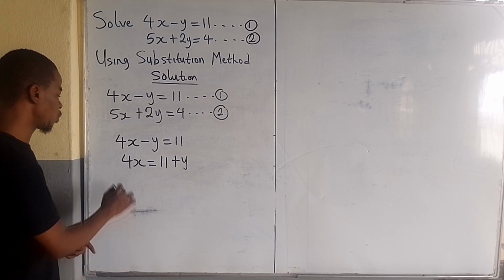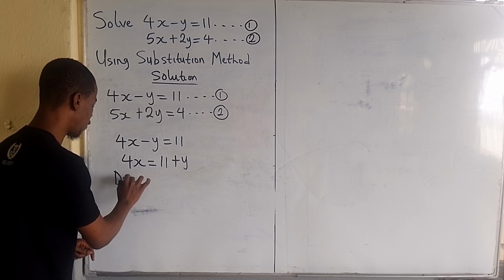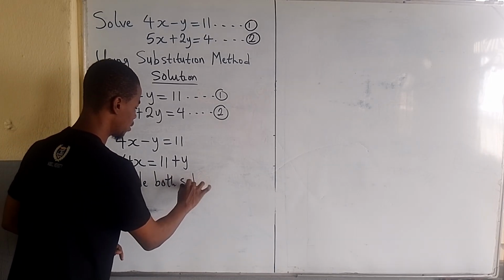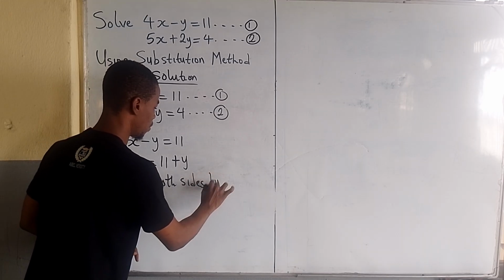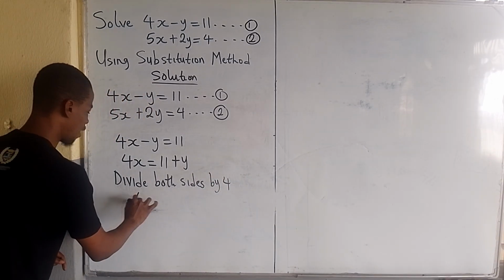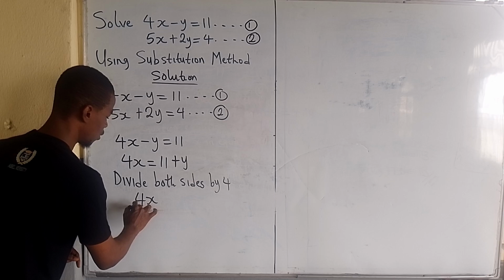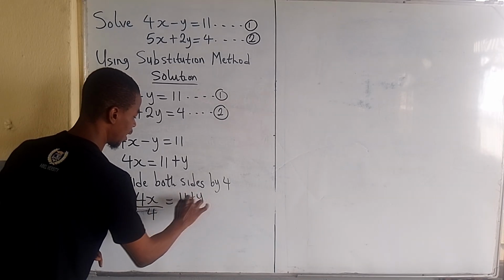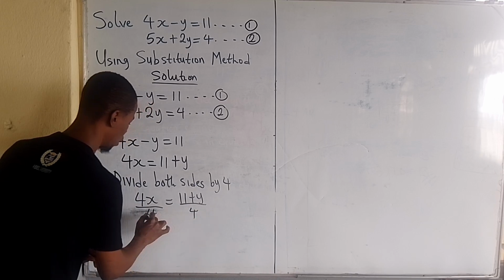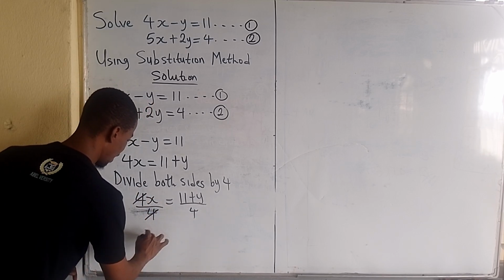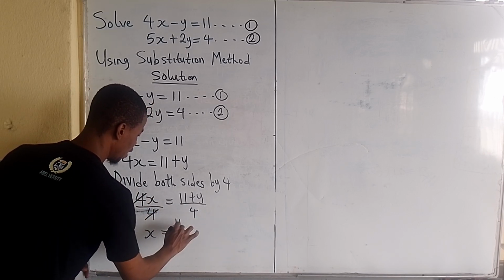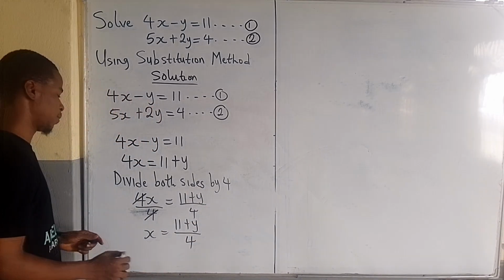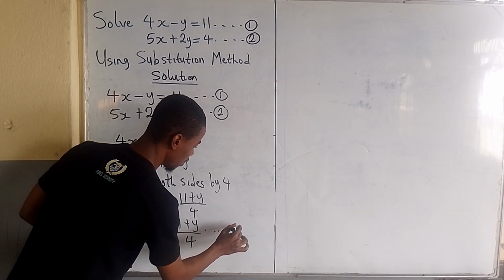At this point, what do we do? We divide both sides by 4. So we have here 4x all over 4 equal to 11 plus y all over 4. So 4 cancels 4. We have our x equal to 11 plus y all over 4. I'll name this equation 3.